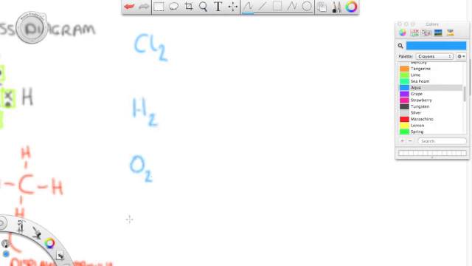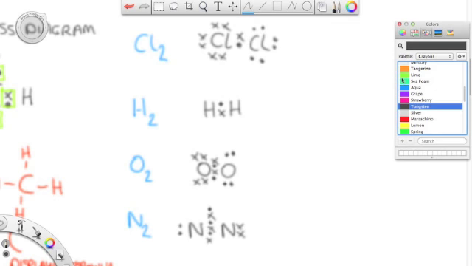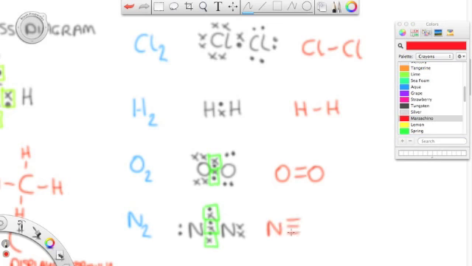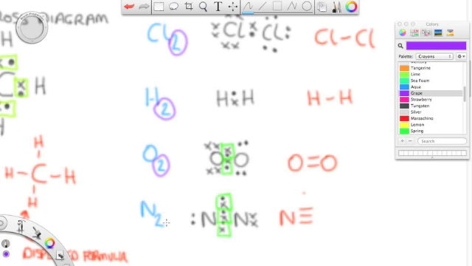Now we can also draw some diatomic gases: chlorine, hydrogen, oxygen, nitrogen. So chlorine has 7 electrons on the outside shell, so to gain 8, each chlorine has to share 1. The same with hydrogen, each has a single electron and needs to gain an extra electron to fill out the outside shell. Oxygen has 6 electrons in the outside shell and needs to gain 2 more, so it has to share 2 more. And nitrogen has 5 electrons in the outside shell, so it needs to gain 3 more, so it has to share 3 more. So nitrogen forms 3 covalent bonds, oxygen forms 2, and chlorine forms 1.